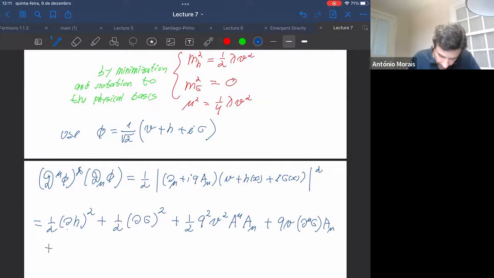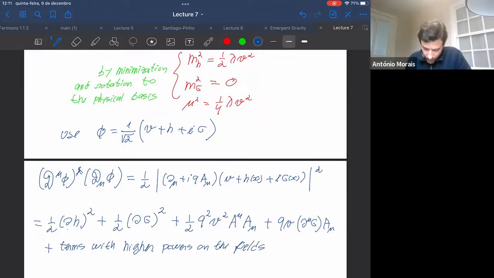Of course, we have more. We have higher orders, so terms with higher powers on the fields. In fact, only up to order 4, so power 3 and 4. So I guess you understand what is meant here.